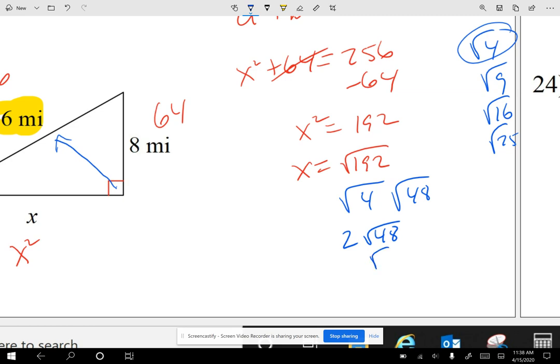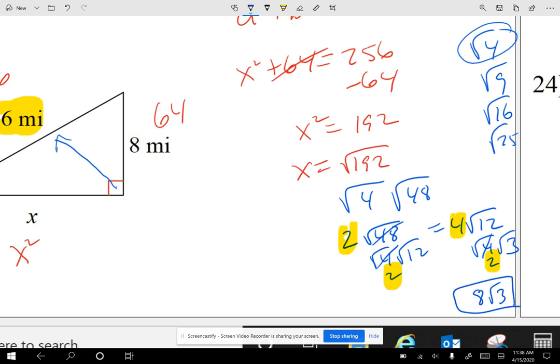48, I can split that as 4 times 12. Right, this is 2. Remember, I mentioned yesterday that when you have two whole numbers, multiply those. So that's going to give me 4 radical 12. Oh, now radical 12, I can break that as 4 times 3. And then once again, when you have two whole numbers, multiply those. So 8 radical 3. How do I type this? 8 rad 3.